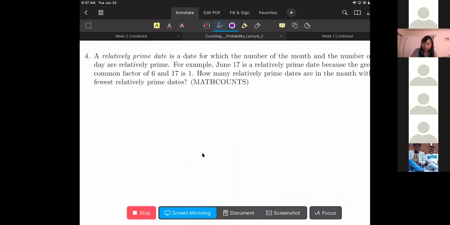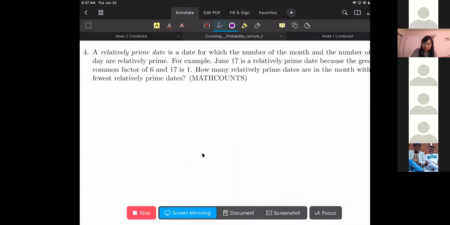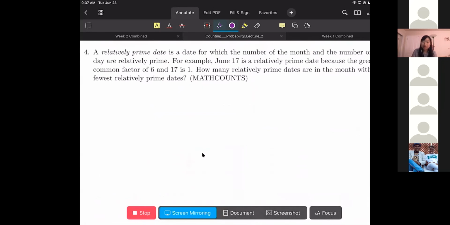Let's do a couple more together. So here we'll define something called a relatively prime date as a date for which the number of the month and the number of the day are relatively prime. Did you all learn about relatively prime numbers?